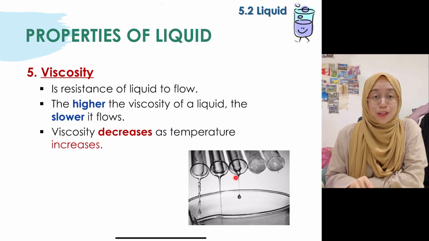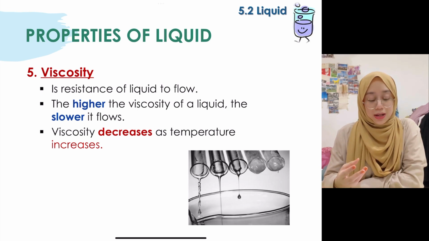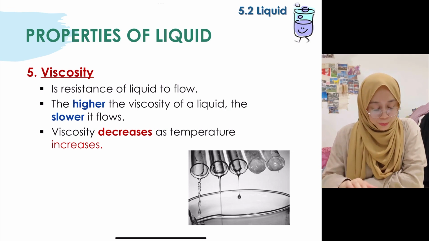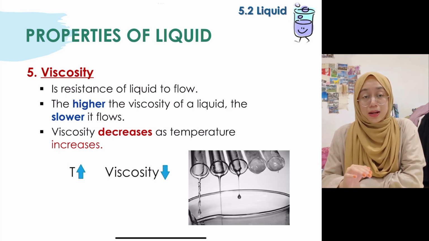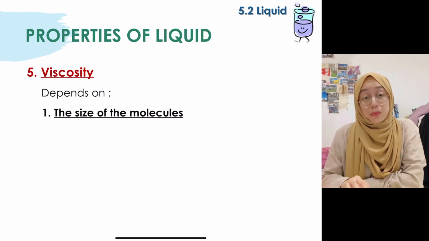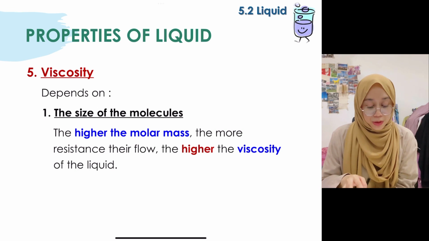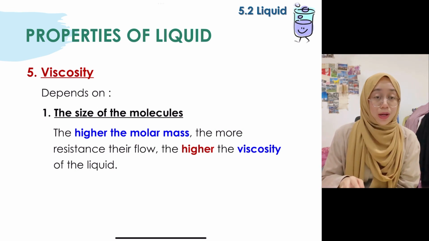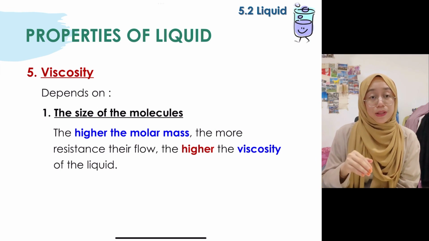Okay, so itu adalah viscosity lah, the ability for the liquid to flow. Okay, the resistance of a liquid to flow. So kalau temperature increases, viscosity menurun. Okay, so they are inversely proportional. So ada beberapa factor yang affect the viscosity of a liquid. So it depends on the size of the molecules. So the higher the molar mass, so the more resistance their flow, the higher the viscosity of the liquid then. So bigger molecule, larger molecule, less viscosity.